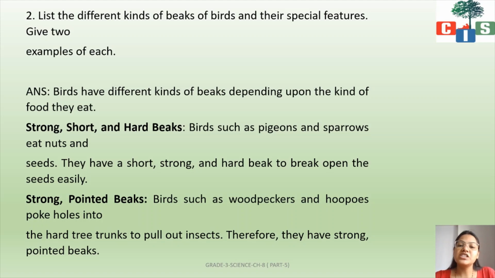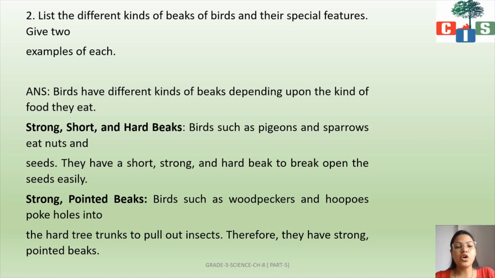So birds such as pigeons and sparrows, they eat nuts and seeds. They have a short, strong and hard beak to break open the seeds easily. Yes, so they have a short and strong as well as hard beak so that they can open the seeds easily.